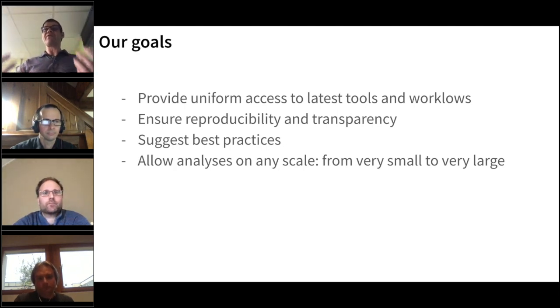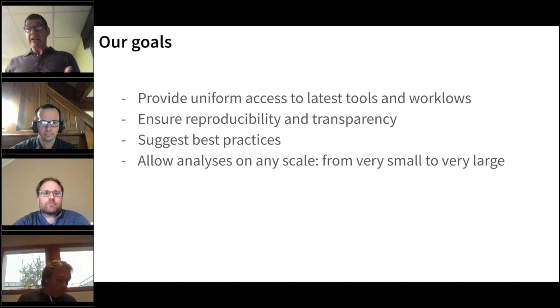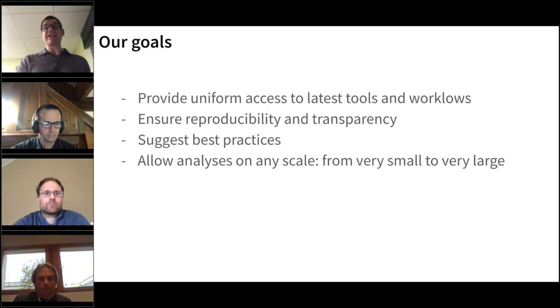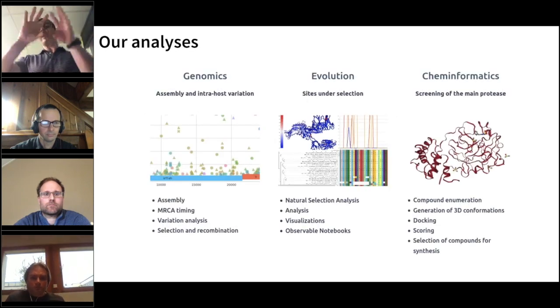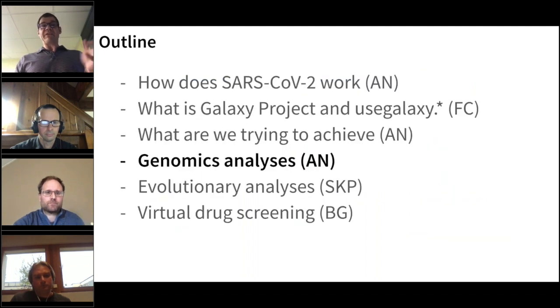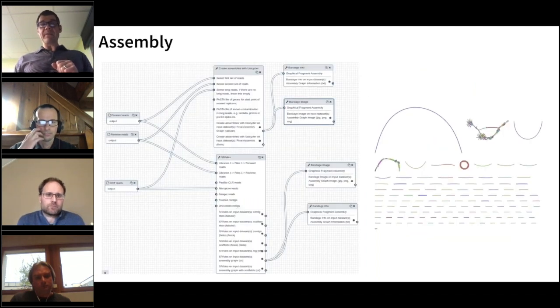And again, because we provide it on infrastructure, you will be able to run small analyses. You will also be able to run large analyses thanks to a great public cyber infrastructure, both here in the United States and in Europe and in Australia. And as you will see today, at this point, we broadly divided our analysis into three groups: genomics, evolution, and chemoinformatics. I'm going to briefly introduce our genomic analysis.